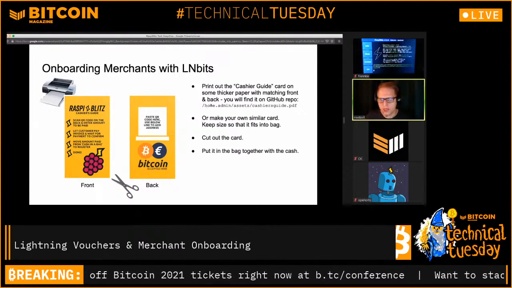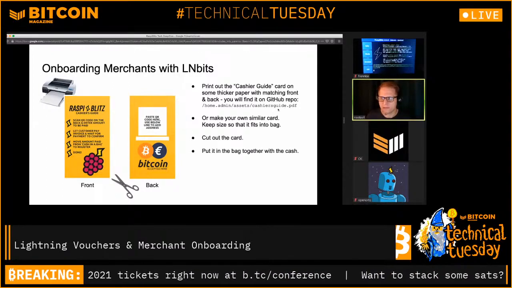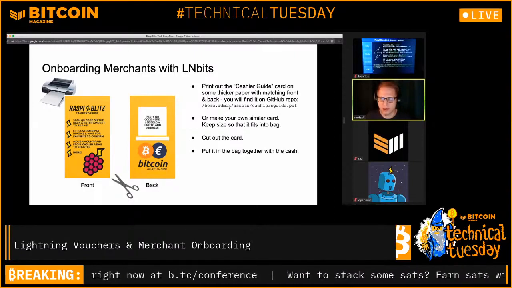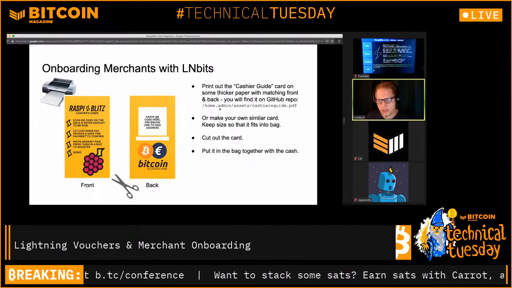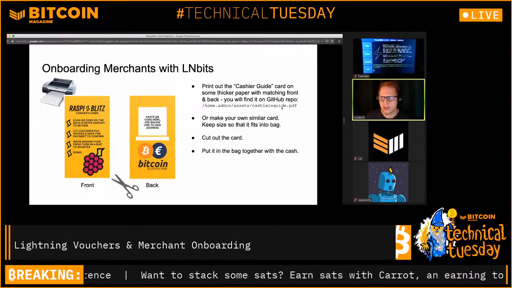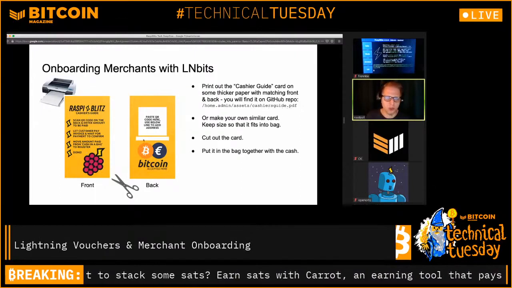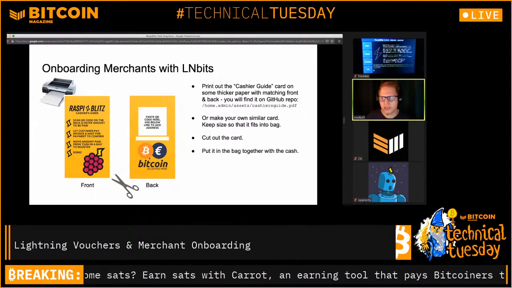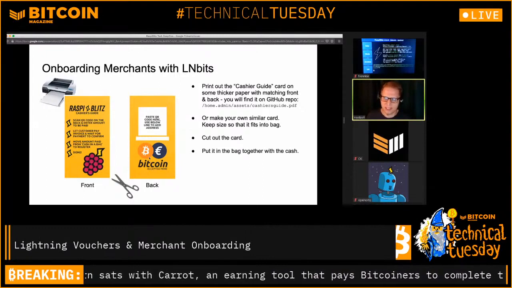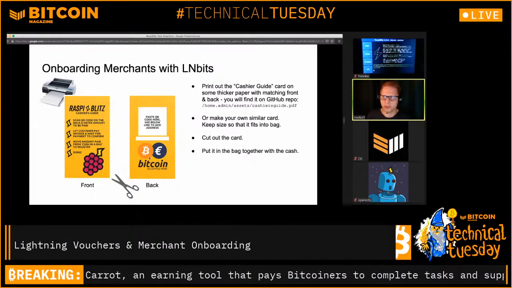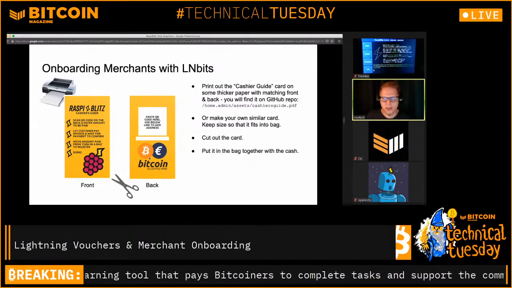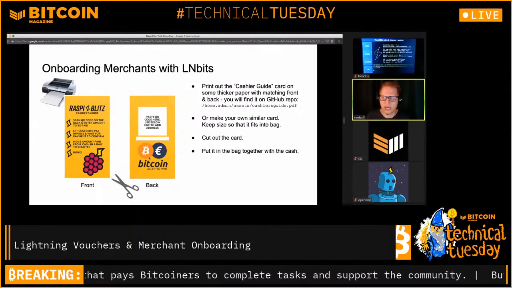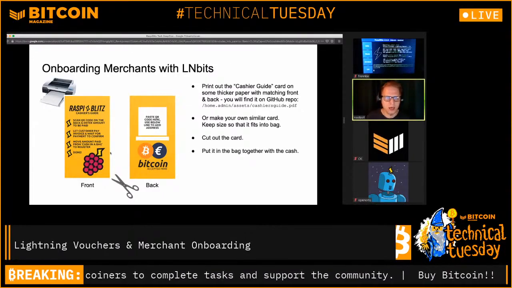At the moment there is one PDF you can find on the GitHub in the directory home.admin assets, the cashier guide PDF. It has a front and a back, and you print it out on sticker paper, of course, with front and back printing. Then you cut it out and put it into the bag.